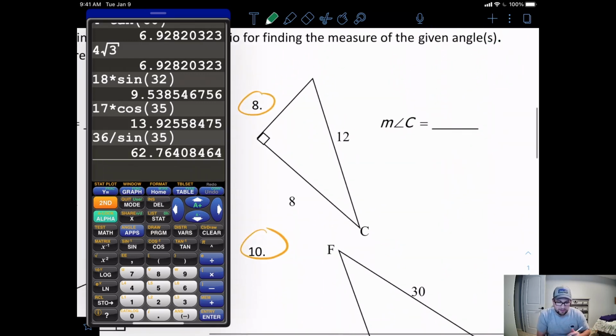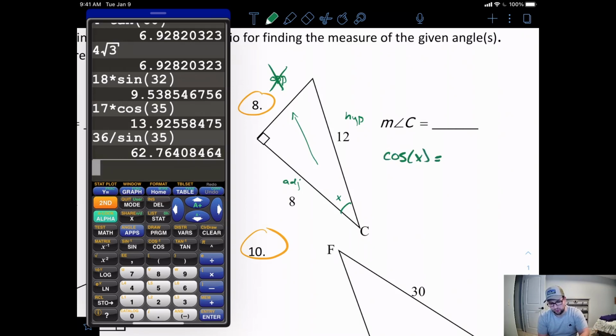Looking down here at problem number 8, we're being asked to find angle C. So if we are looking for angle C, let's just call it x for a second. Across from x would have been the opposite. This, of course, is the hypotenuse, and this would be our adjacent. Since we don't know anything about the opposite, we don't want to use that. So when we think about our adjacent and our hypotenuse, we know we should use cosine. So cosine of our angle would be equal to the adjacent over our hypotenuse, so 8 over 12.